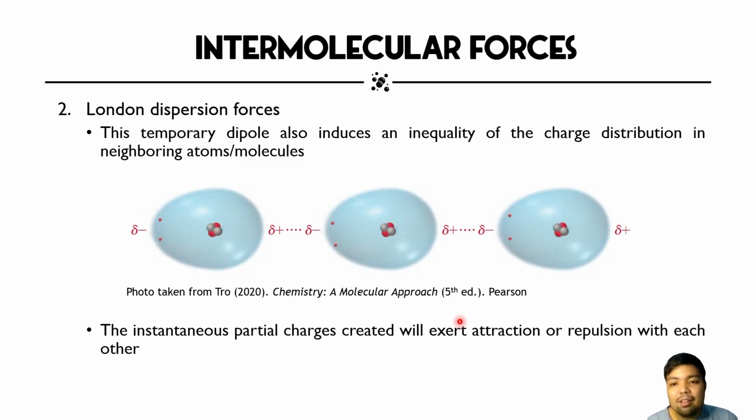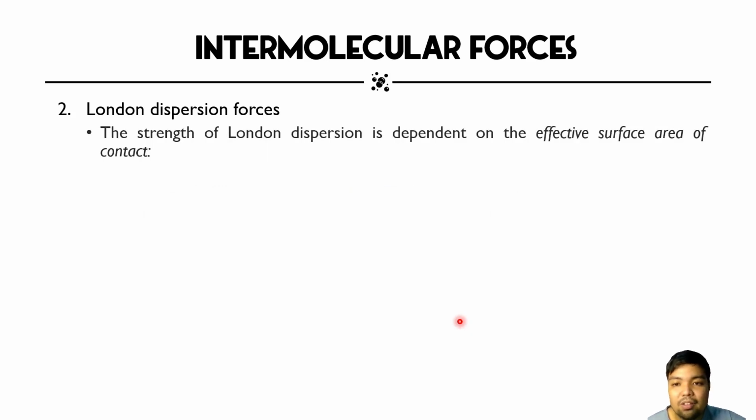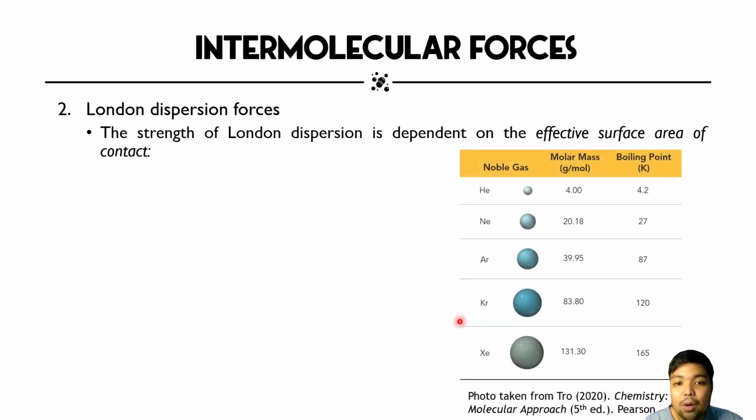Now, since this is concerned with the movement of this temporary dipole due to the movement of electrons, it is more obvious that the greater the area or the volume that your electrons can move around, the greater the chance for a temporary dipole to be created. Thus, the stronger will be the London dispersion forces.